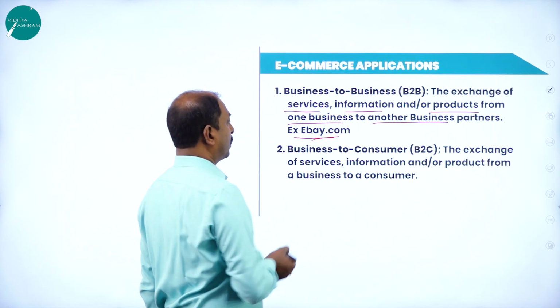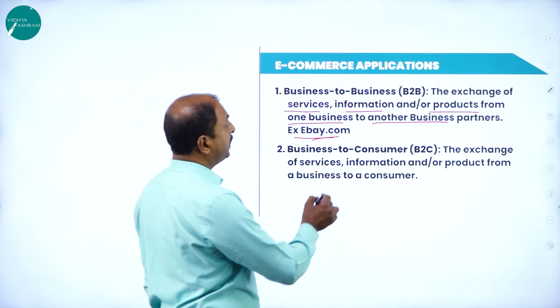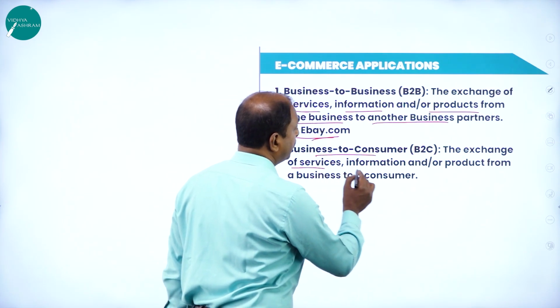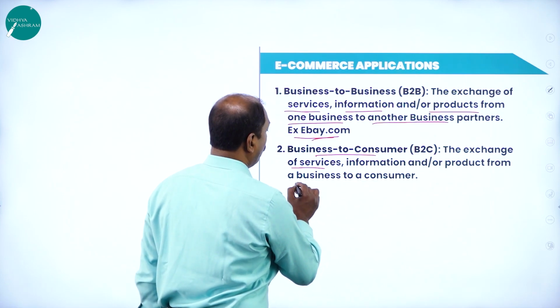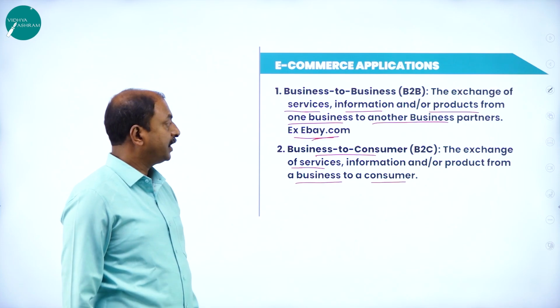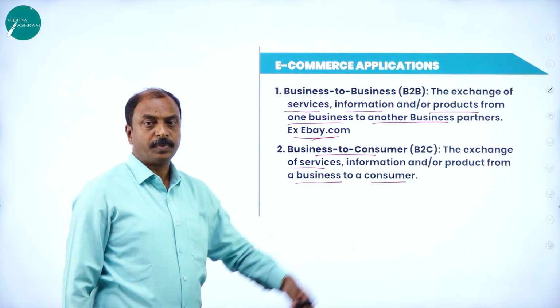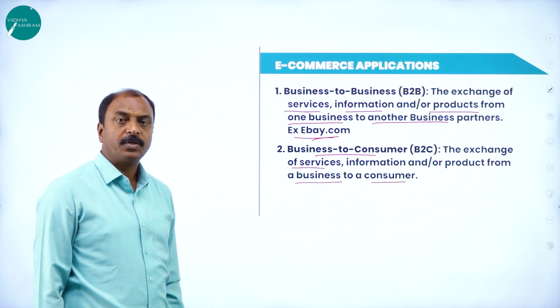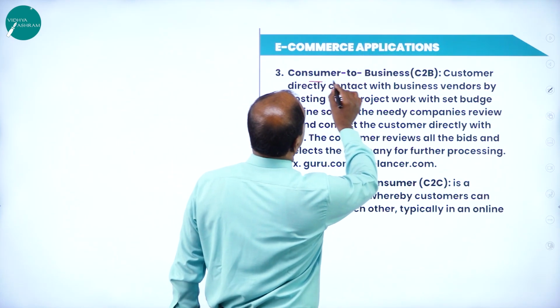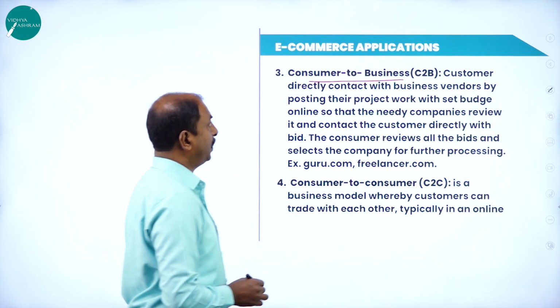Example is ebay.com. Next one is business to consumer. Business to consumer is the exchange of services, information or products from a business to the consumer. So here it is for the users. So this is business to consumer, that is B2C, electronic commerce. Next one is C2B, consumer to business. So what is the meaning of this?